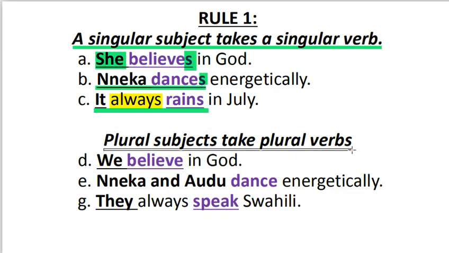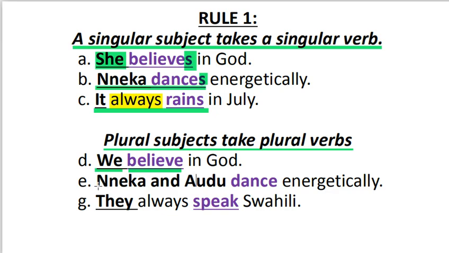The second part: plural subjects take plural verbs. Plural subjects take plural verbs, as in example D, we believe in God. In this case, since the subject is plural, we is more than one person. That means the verb believe will also be in plural form, the verb without S. We believe in God. Plural subject, plural verb.